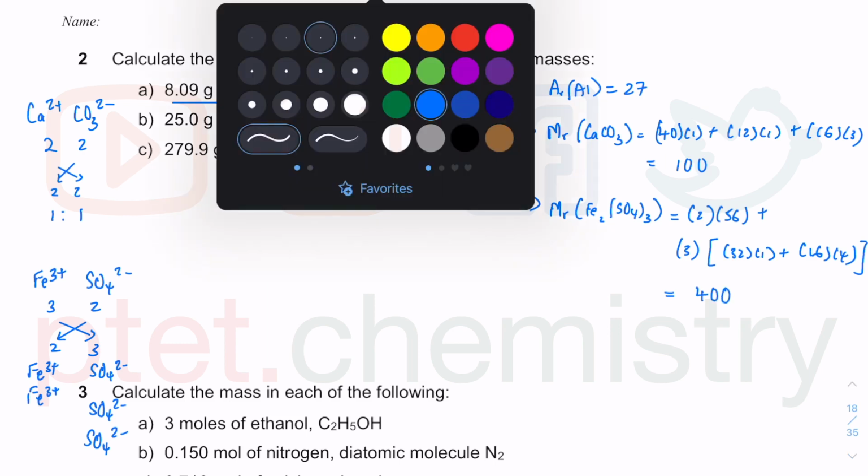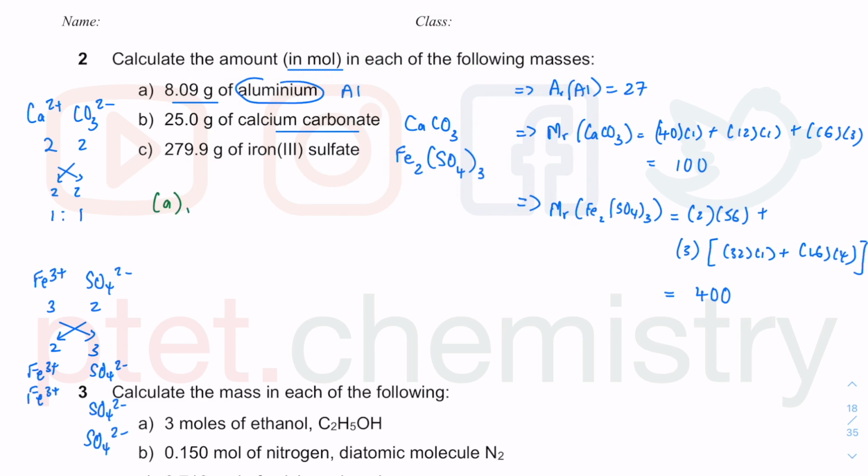Okay, so what we're going to do for part A, mole equals mass over Mr, or mass over Ar if you want to, because it's an element. So you get 8.09 divided by 27.